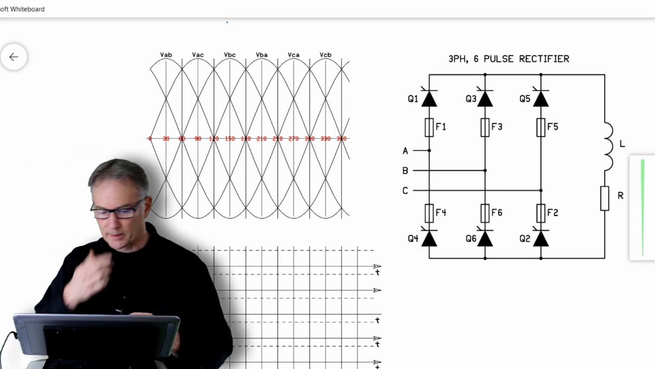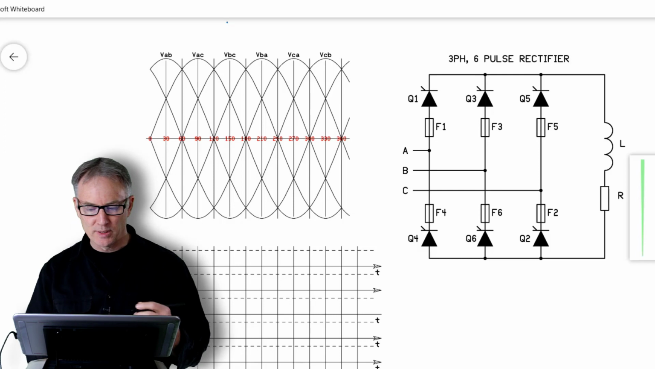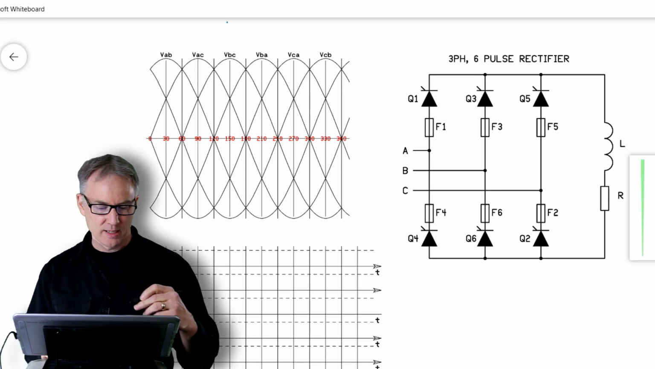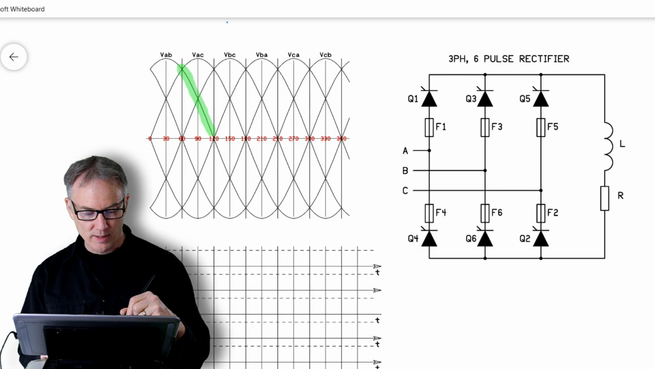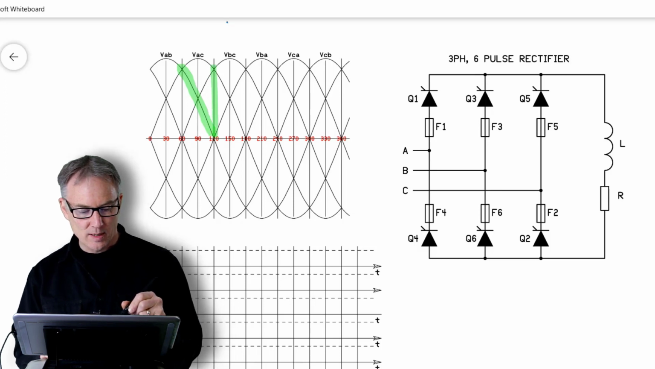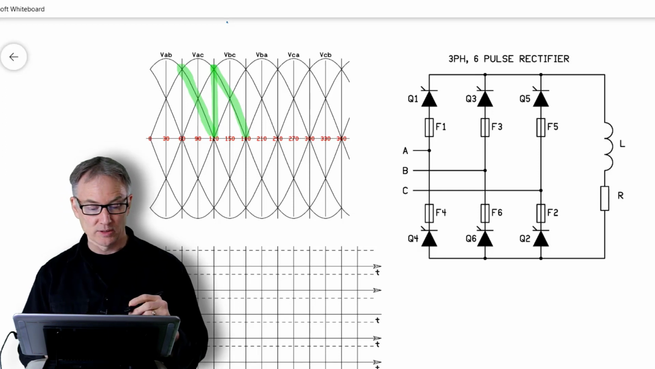Okay, here's my green marker. Last time we looked at 30 degrees. Let's look at 60 degrees. So I pick off the 60 degree point on VAB. I know I'm going to go for 60 more degrees before I fire the next pair. Still using Q1 on the positive.